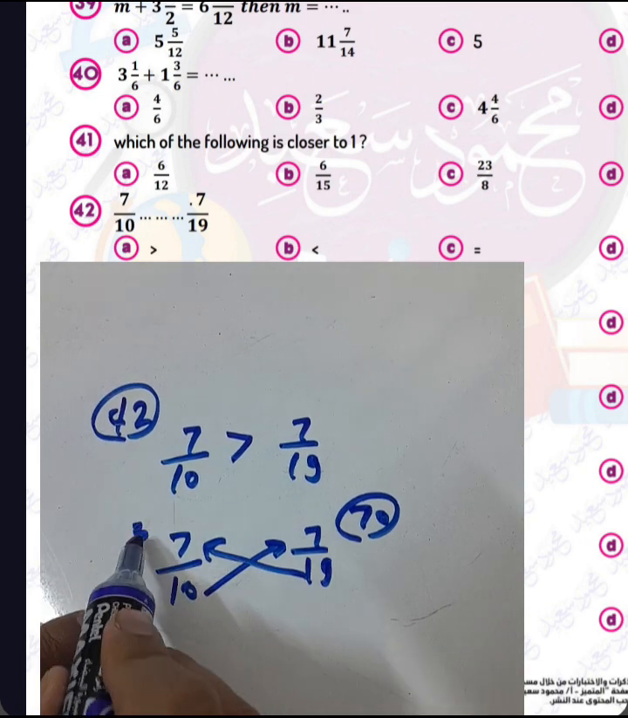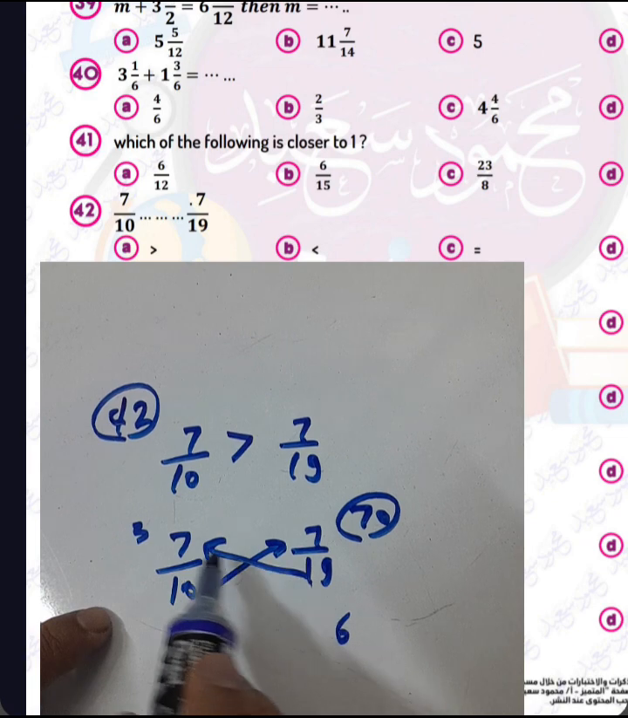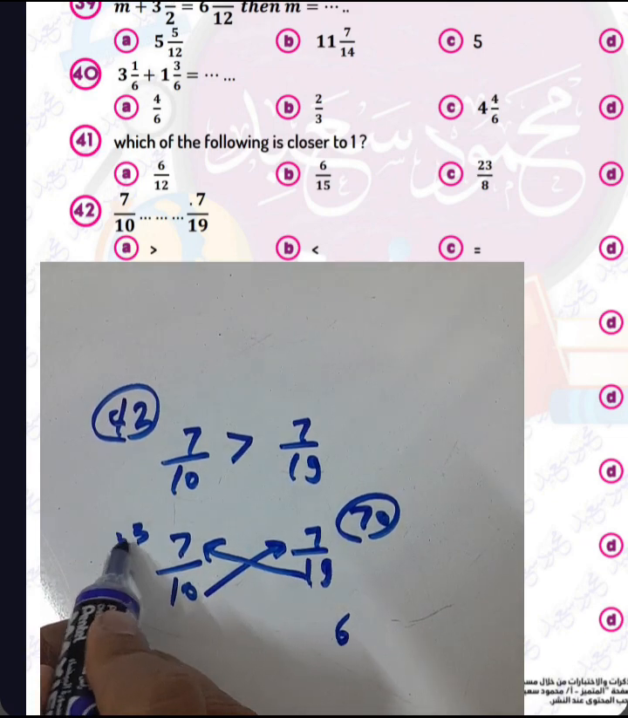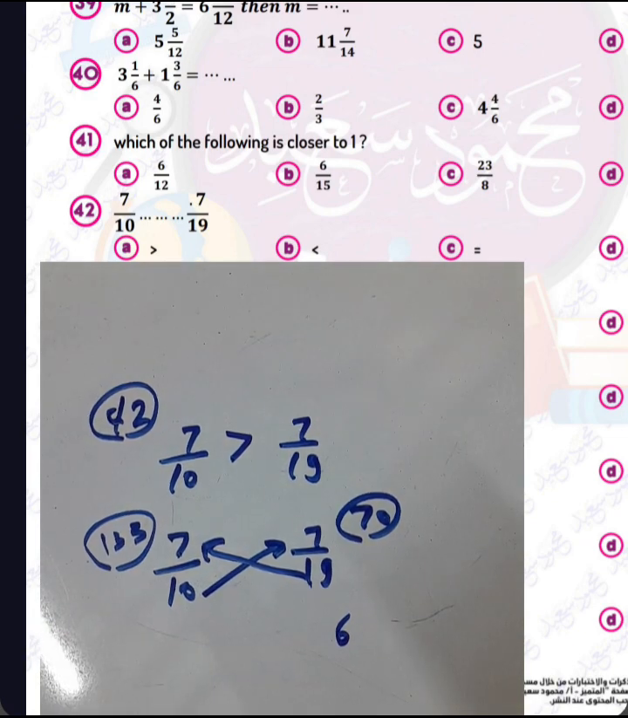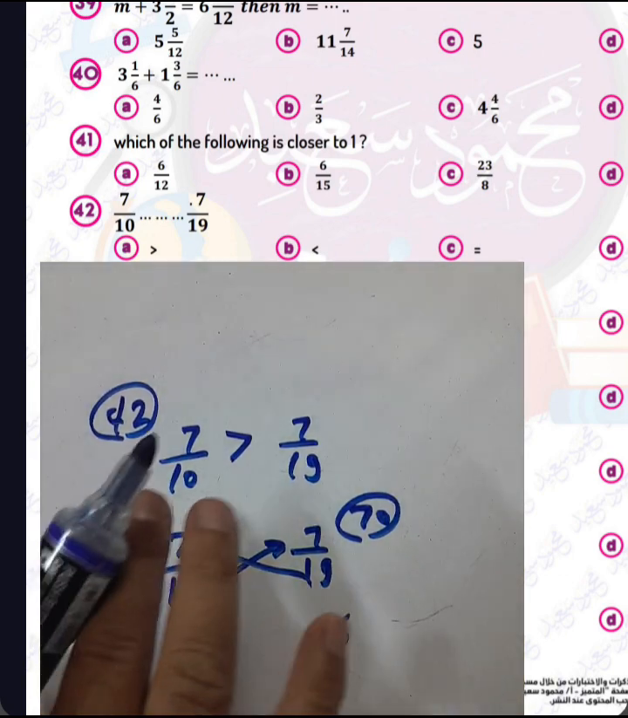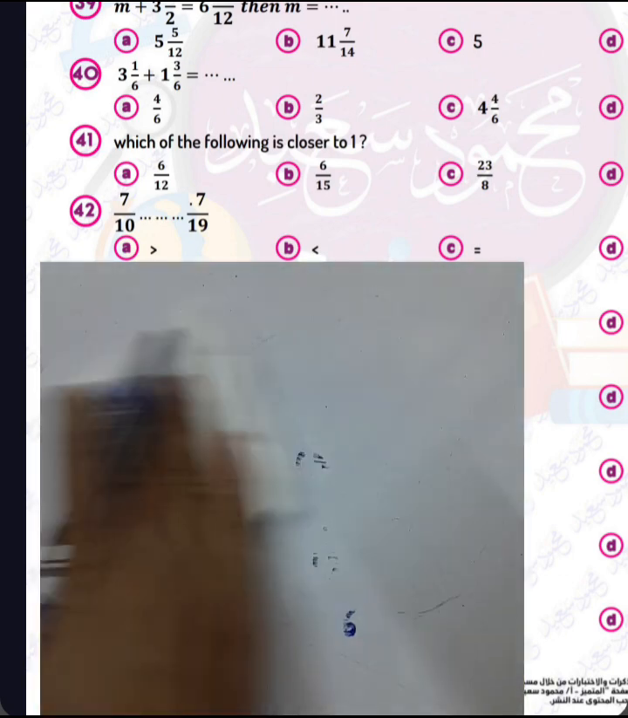Write 3 and carry 6. 1 times 7 equals 7. 7 plus 6 equals 13. Okay. Then this number will be greater than. Or you can do it by the rule. Okay.